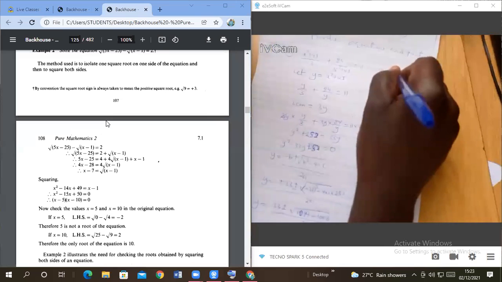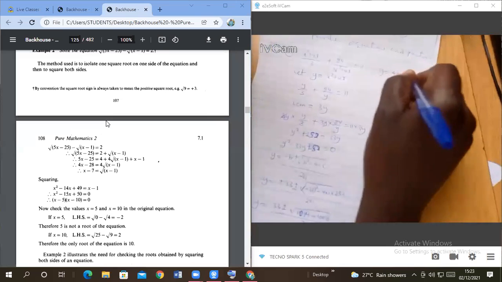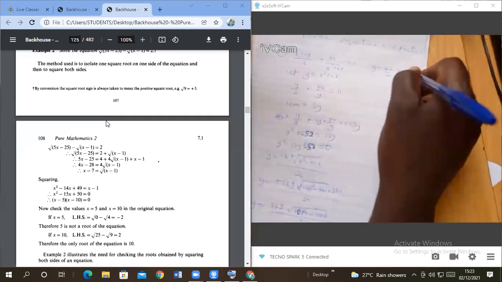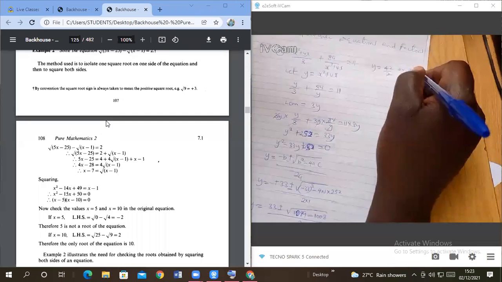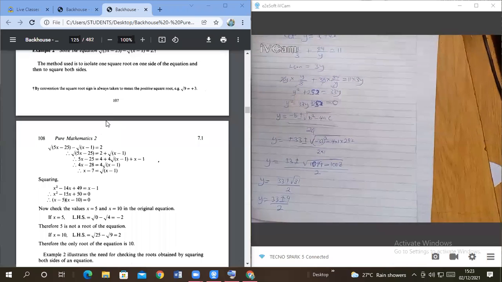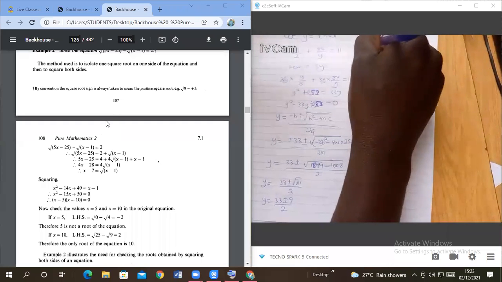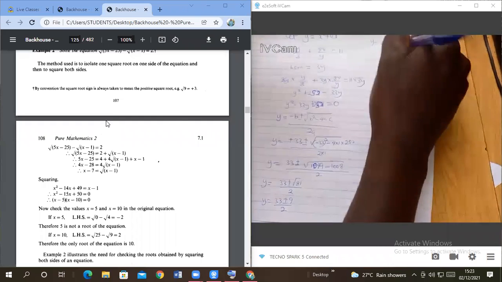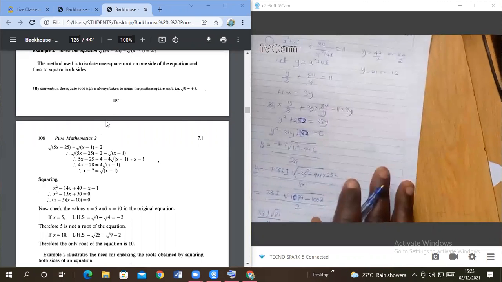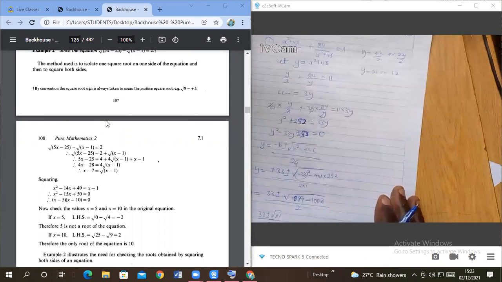y is 42 over 2, or what is 33 minus 9? 24. So 24 over 2. So the values of y are either 21 or 12, isn't it? Yes? Are we together?